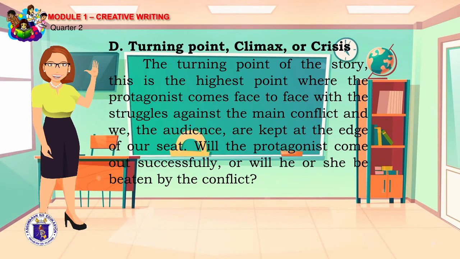Let's talk about the turning point, climax, or crisis. The turning point of the story is the highest point where the protagonist comes face to face with the main conflict, and we, the audience, are kept at the edge of our seats. Will the protagonist come out successfully, or will he or she be beaten by the conflict?